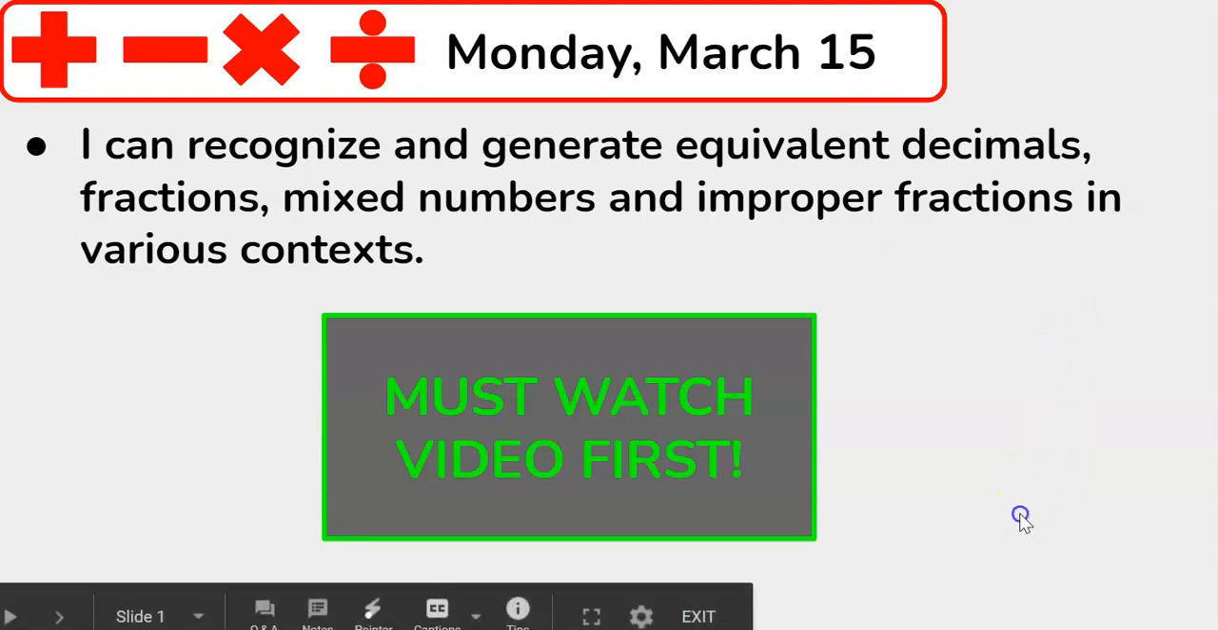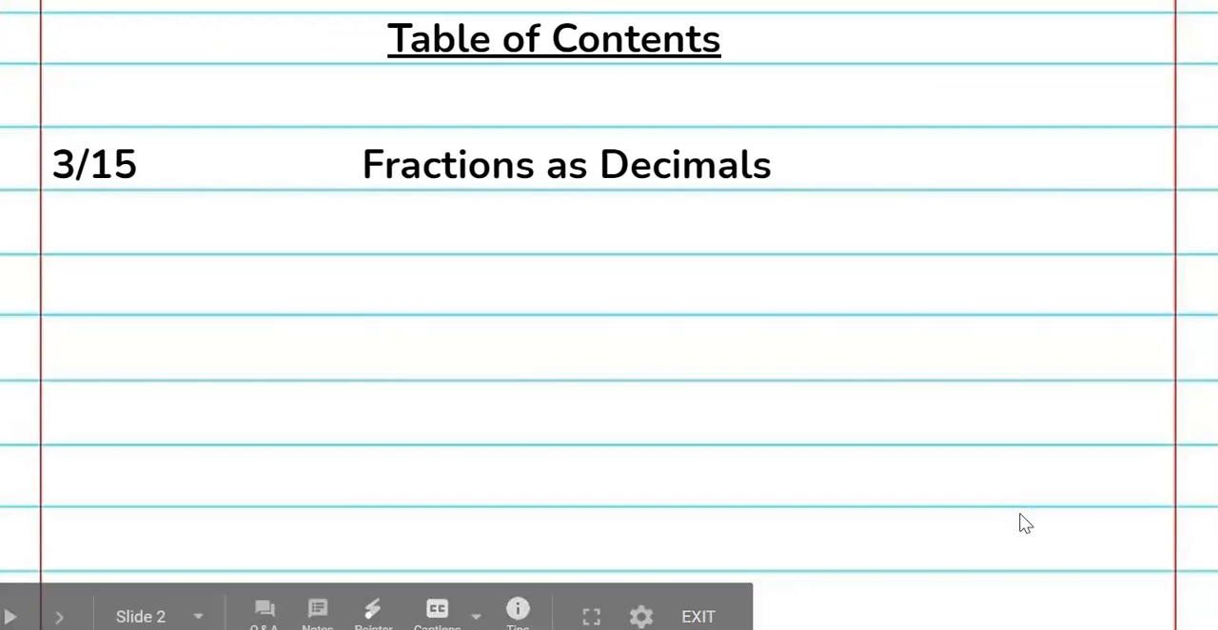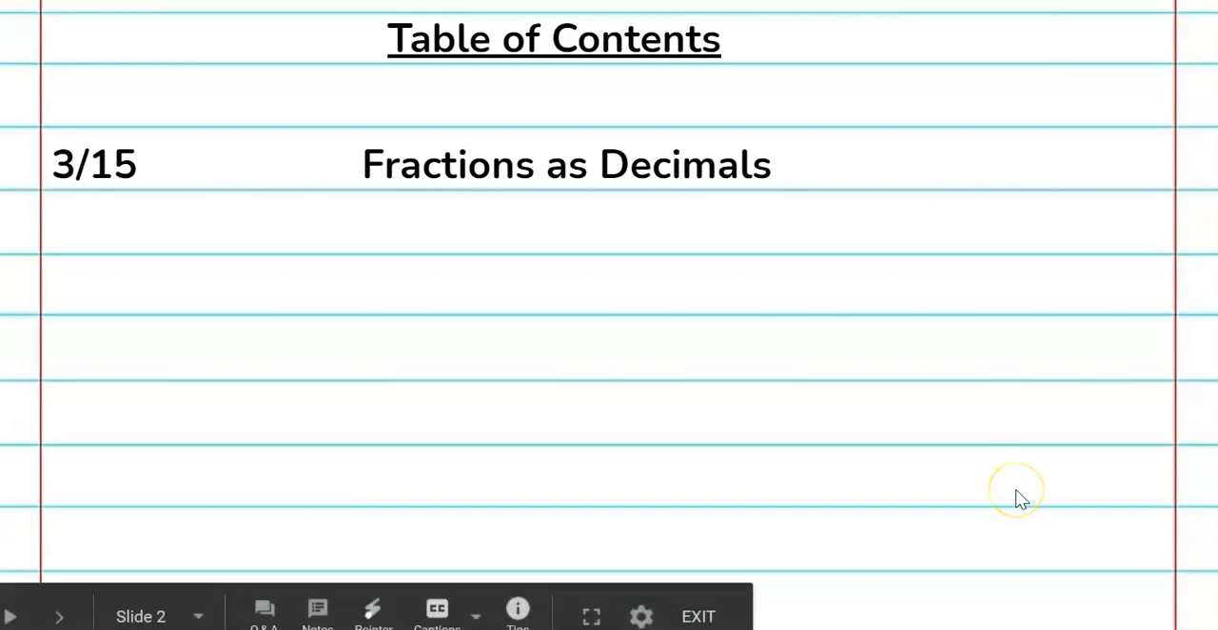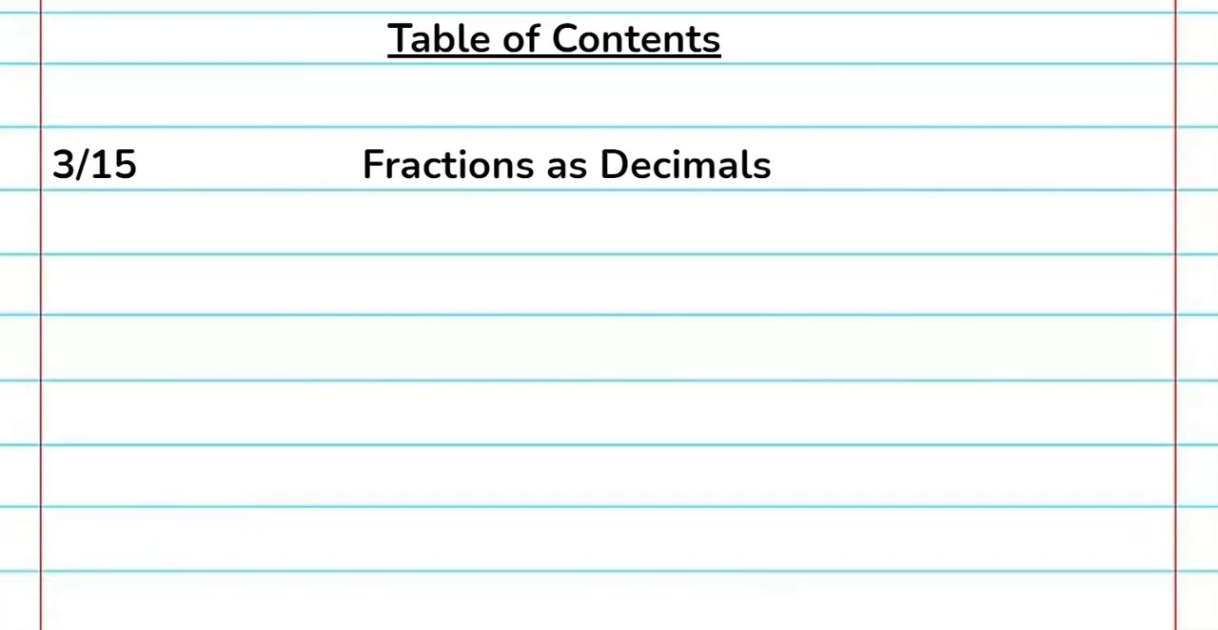notes during our video. So the very first thing I want you to do is pause the video, take out your math notebook right now, and write this in your table of contents. Once you have written this in your table of contents, go ahead and turn to your next blank page to get ready to take some more notes.